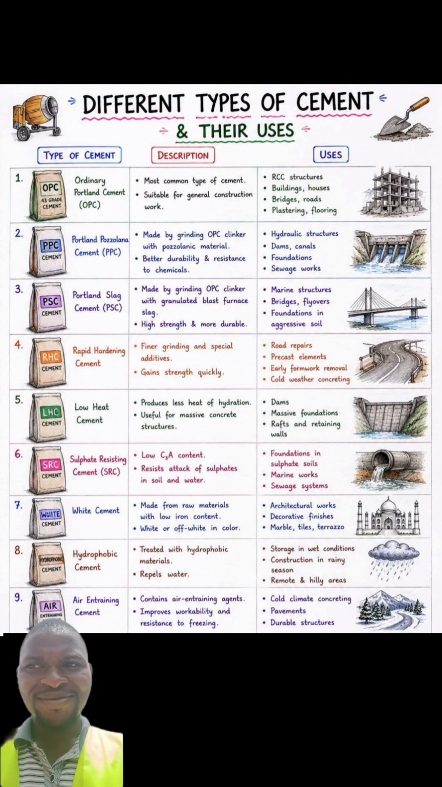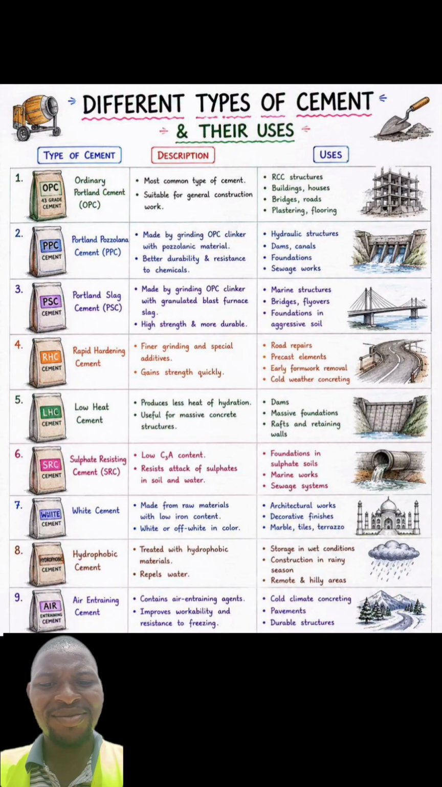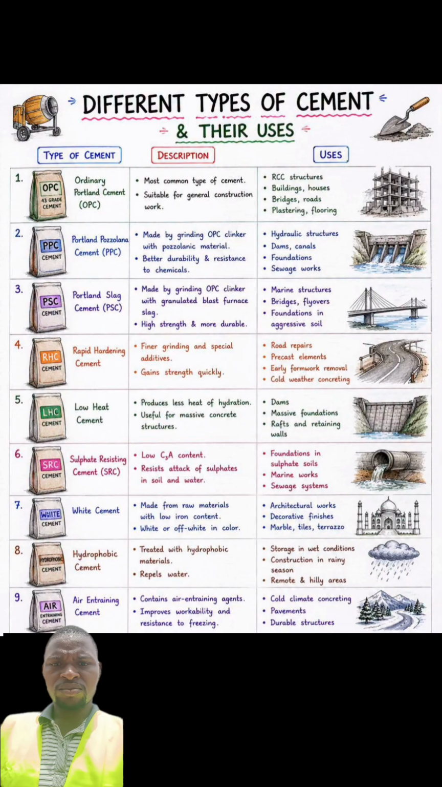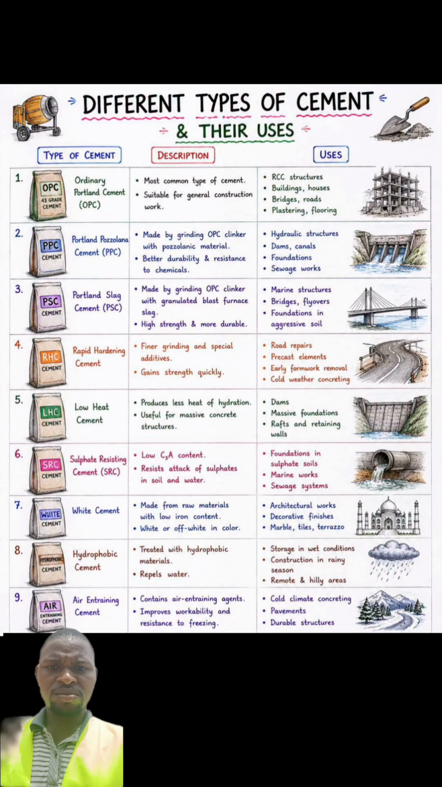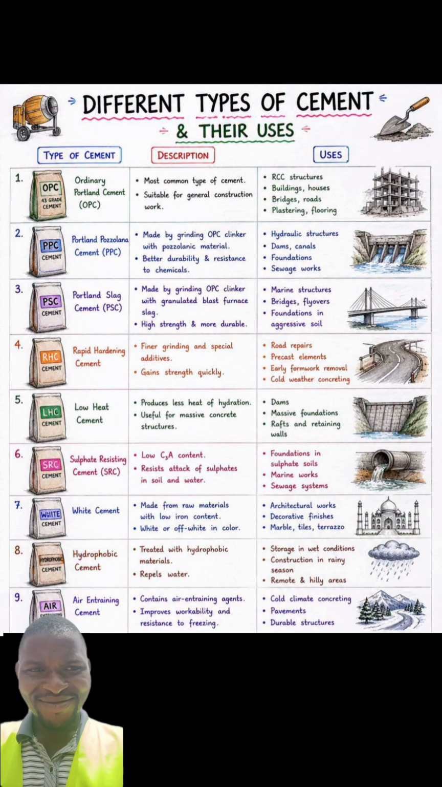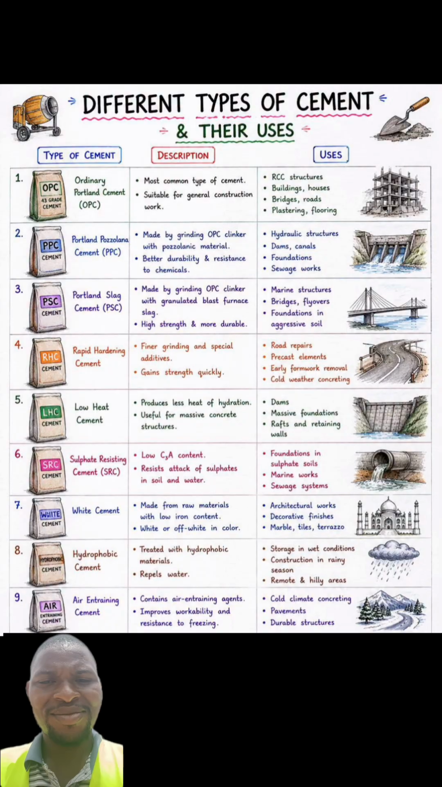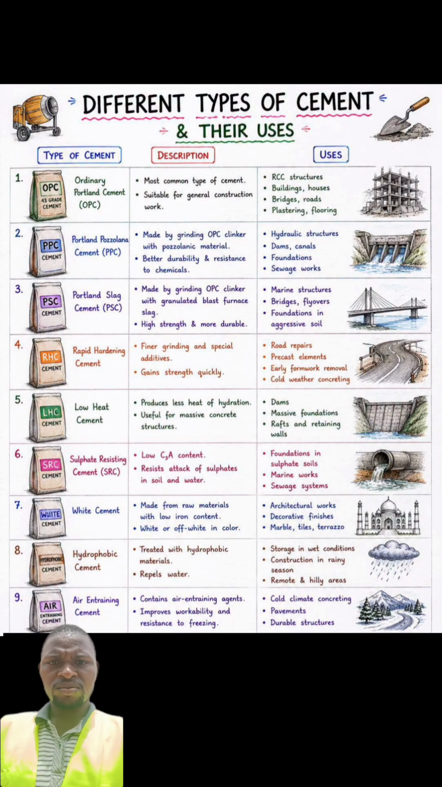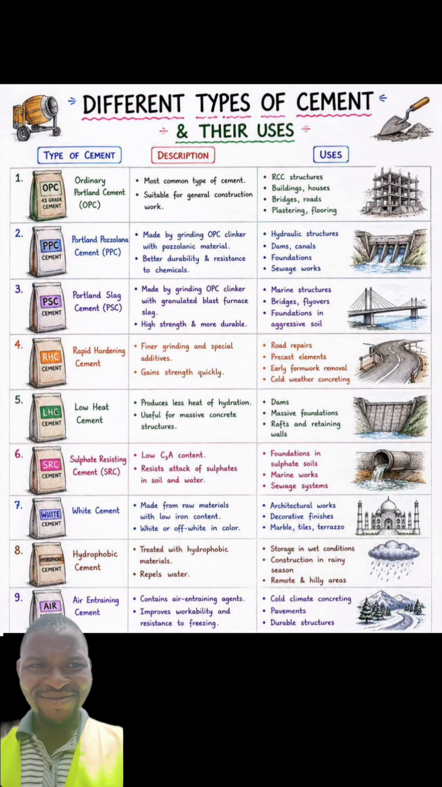Then remote and hilly areas, you can still make use of your hydrophobic cement in a remote area or in a hilly area. Then for air entraining cement, cold climate concreting. So there are some areas where the condition is so cold, so you need this type of air entraining cement. Then for pavement, then durable structures. So all this is where you tend to make use of your air entraining cement.